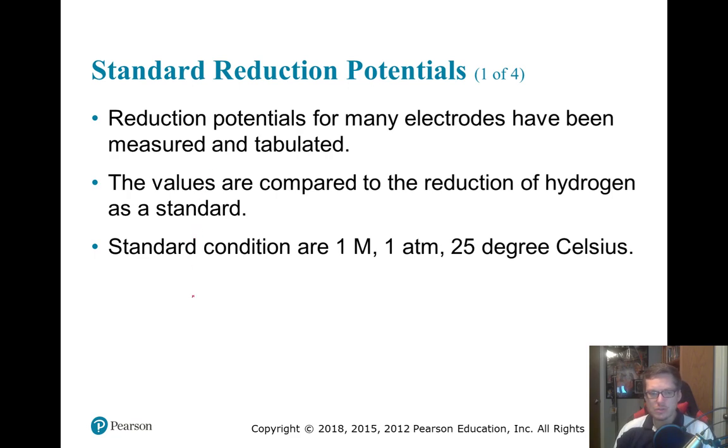In order to do this, we use a table of standard reduction potentials, and these have been tabulated over dozens of years by dedicated chemists. They're compared to the reduction of hydrogen as the standard, so always keep in mind that the standard hydrogen electrode is what we're comparing to. The standard conditions are always 1 molar, 1 atmosphere, and 25 degrees. If you're at something other than that, you'd have to find different tabulated values or do something fancy along the way. We'll always be at standard conditions, so you don't have to worry about it too much.